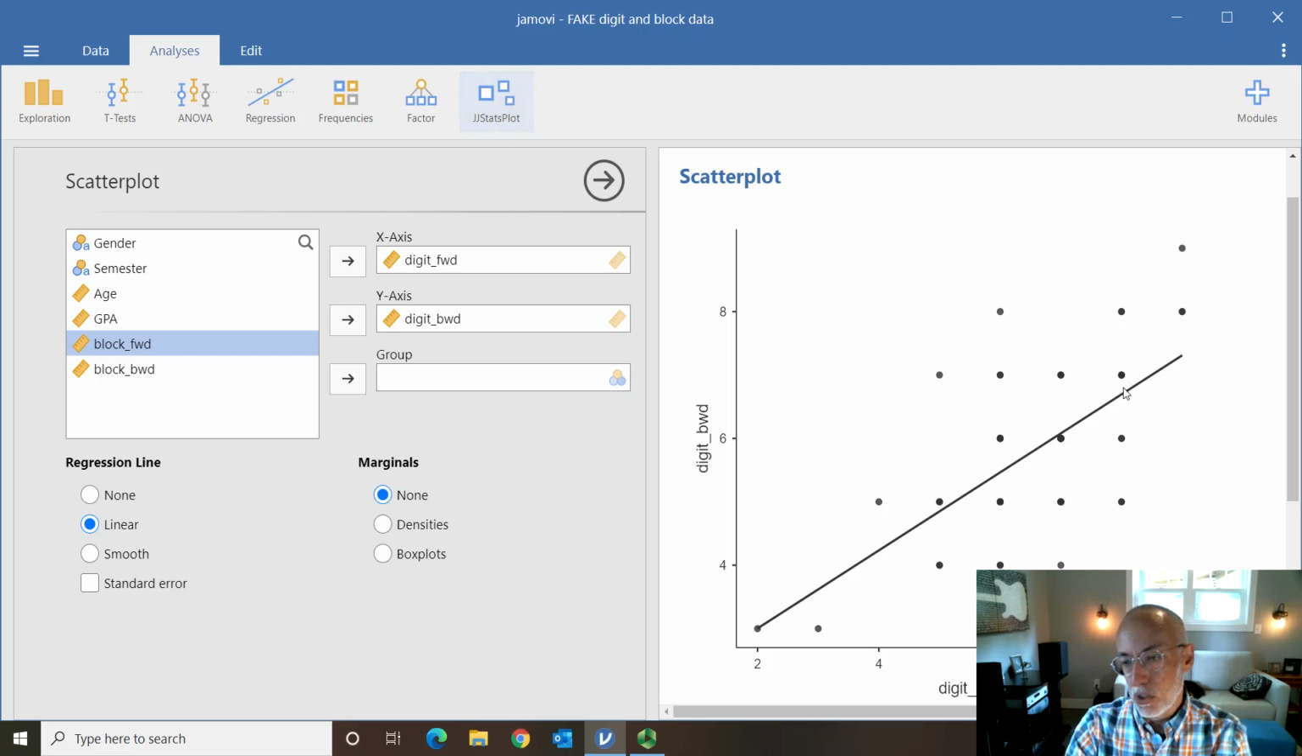So you can see a digit span of 8 tends to be paired with a digit span of 7 forward, right? We have this digit span of 6 forward, 6 backward. Each spot is a person in a scatter plot.